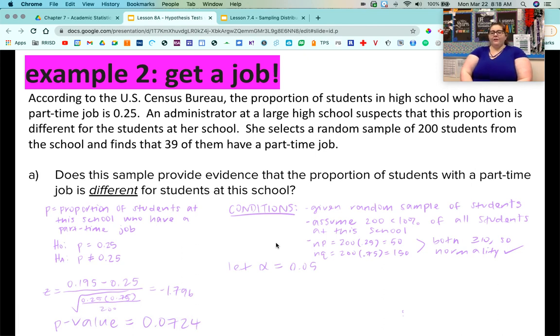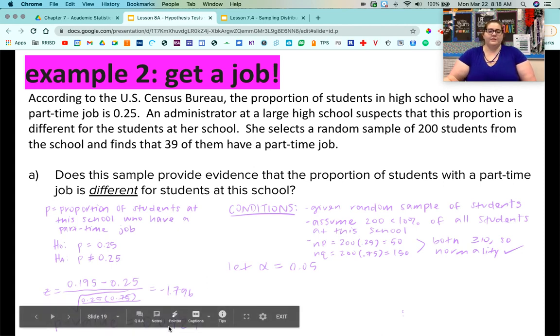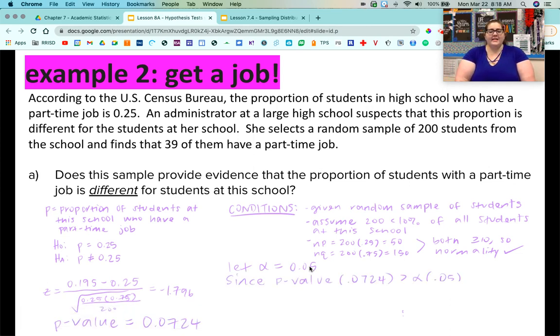Again, we're not given an alpha, a level of significance, so I'm going to use 0.05. And then we compare our p-value to our level of significance. 0.0724 is greater than alpha of 0.05, basically meaning it is not incredibly unlikely to get a sample proportion like the one that we got. So we are not doubting our null hypothesis. That p-value is not low enough to make us doubt our initial assumption.